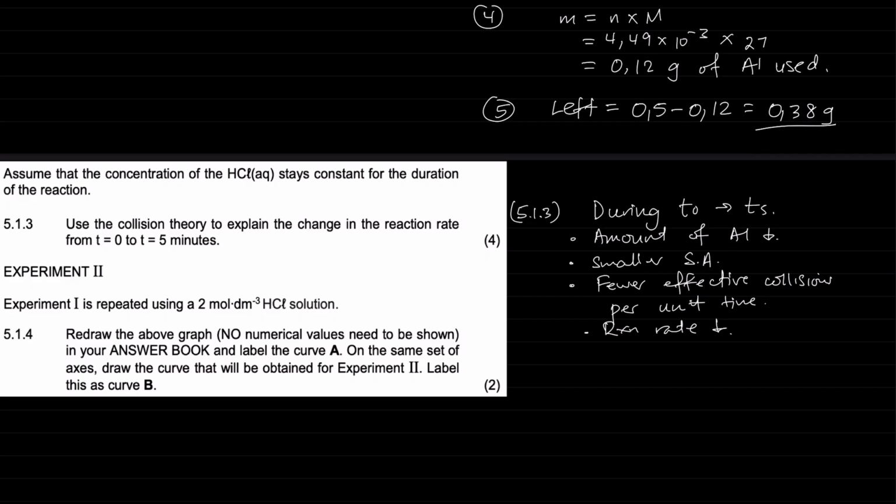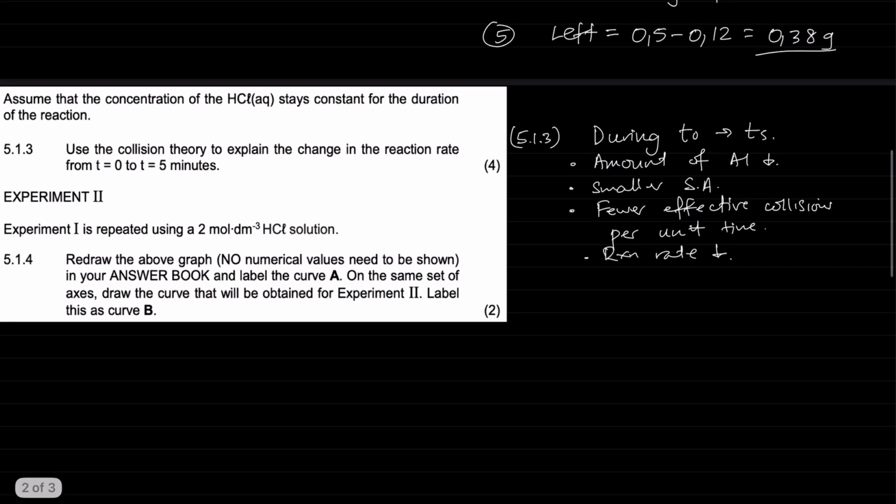Okay, experiment 2. So experiment 1 is repeated using 2 moles per dm cubed of HCl solution. 5.1.4, redraw the above graph, no numerical values needed, in your answer book and label the curve A. On the same set of axes, draw the curve that will be obtained for experiment 2. Label this curve as B.